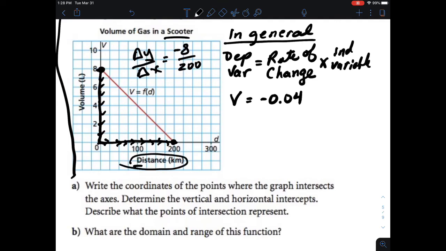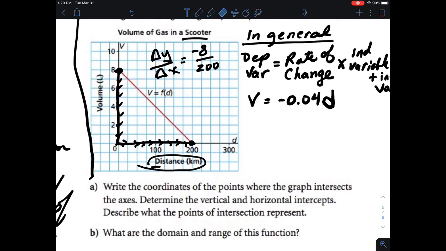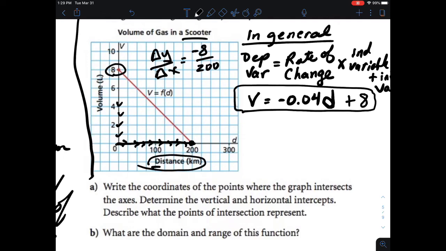And that's my rate of change for this, times the independent variable. What's the independent variable? Distance. So v equals negative 0.04 times d for distance, and then at the end, plus the initial value. And by initial value, I mean, where did the graph start off? So if I look over here and clean up some of this mess, you can see that I started at 8. So that is my initial value, plus 8. So this equation I can use to calculate what is the volume of gas after a certain distance.